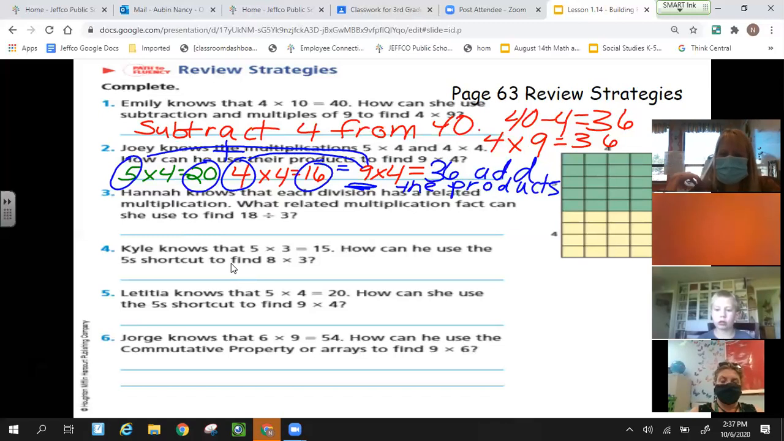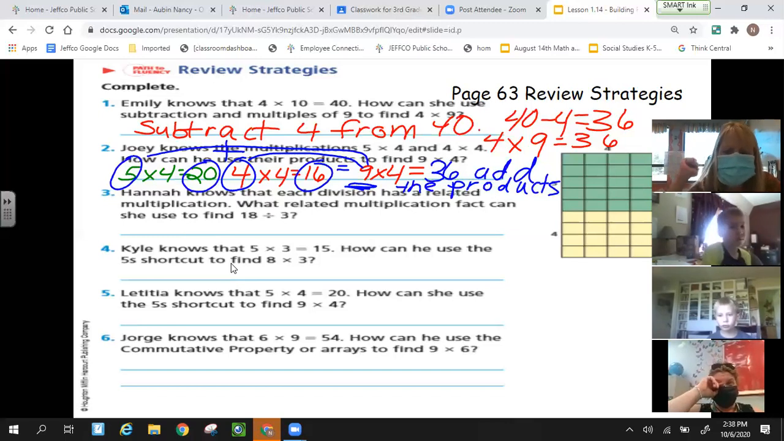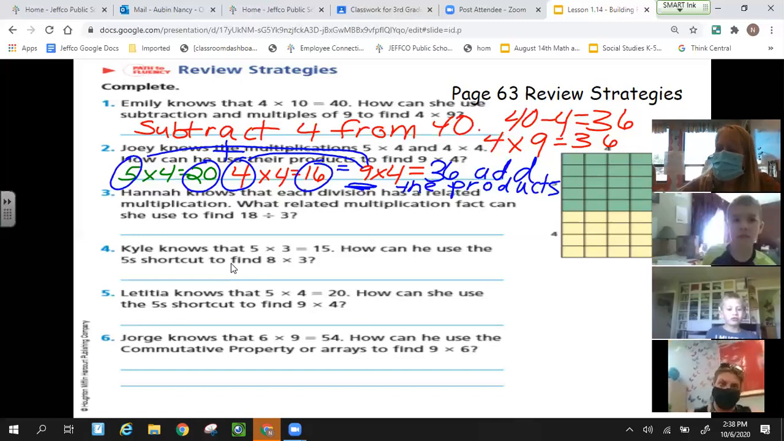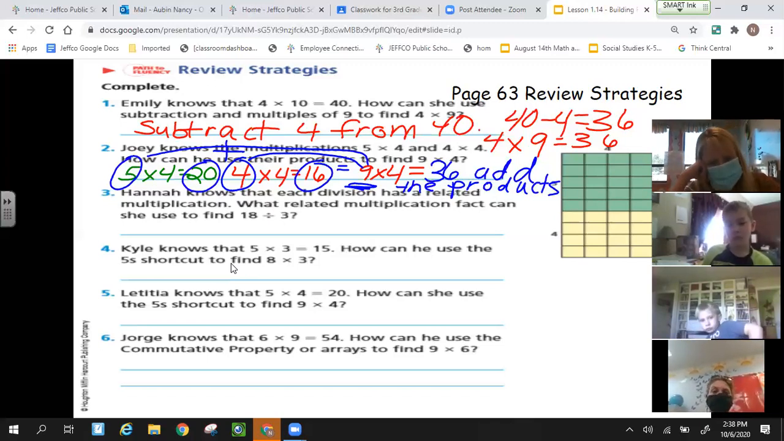Hannah knows that each division has a related multiplication. This one should be quick, you guys. What related multiplication fact can she use to find 18 divided by 3? Go ahead and write it on your paper. Finn, I want to see it. Come on, turn to page 63. Write the multiplication fact that is related to 18 divided by 3.